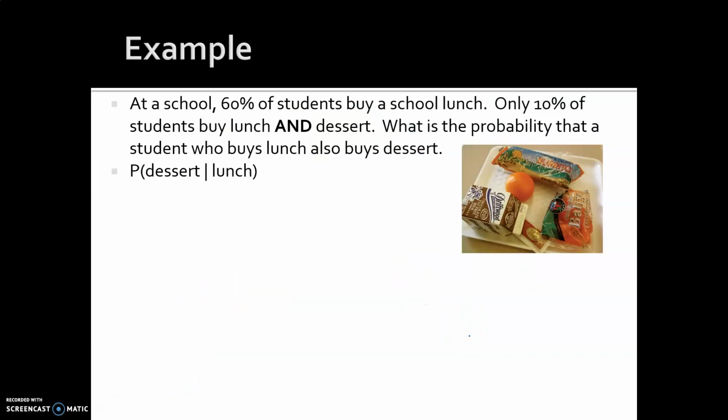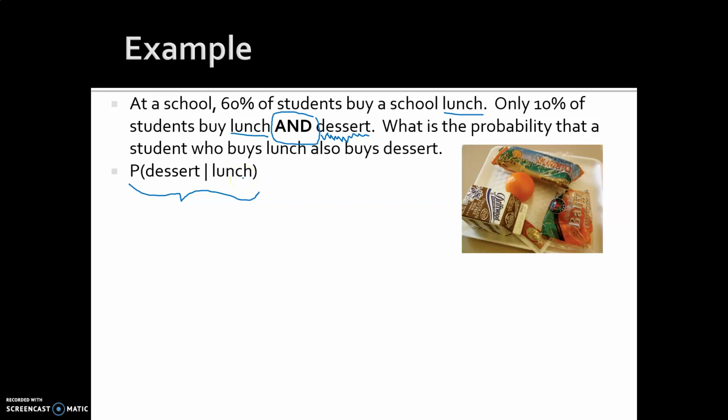So here, at a school, 60% of students buy a school lunch. Only 10% of students buy lunch and dessert. Notice lunch appears here and here. And in the second sentence, they have the word and, so they're grouping lunch with dessert. All right, so there's an and probability here, and then there's just a probability of lunch by itself. What is the probability that a student who buys lunch also buys dessert? Here's how you would word that out in the conditional notation. What's the probability of dessert given that the student buys lunch?